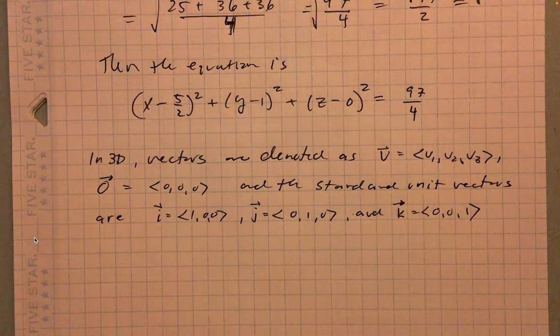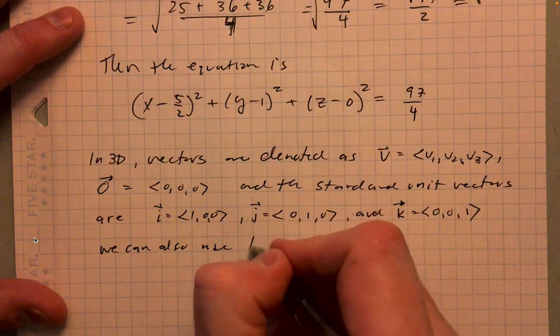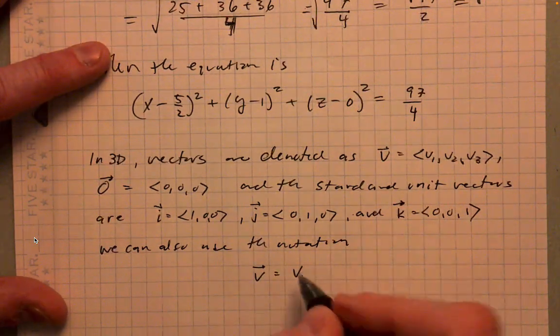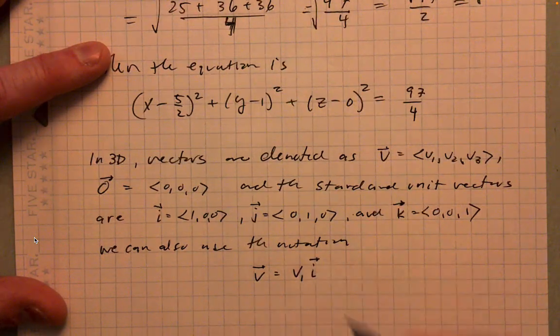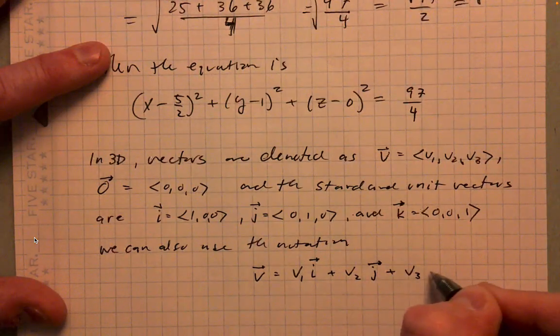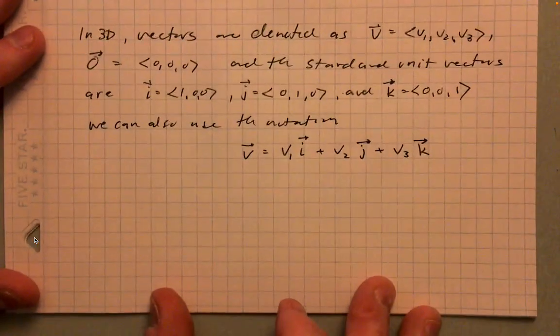Okay, and we can also use the notation v is equal to v1, the v1 component times the i vector plus the v2 component times the j vector plus the v3 component times the k vector. Okay, so you've got all 3 of those now, right? You can write it like this. And so given this, most all of the other items that we discussed previously follow naturally. It's almost exactly the same as in 2-dimensional space. So let's summarize what we mean.